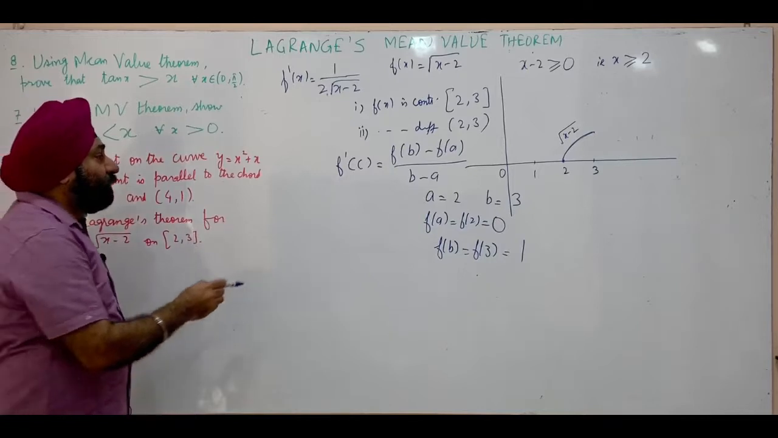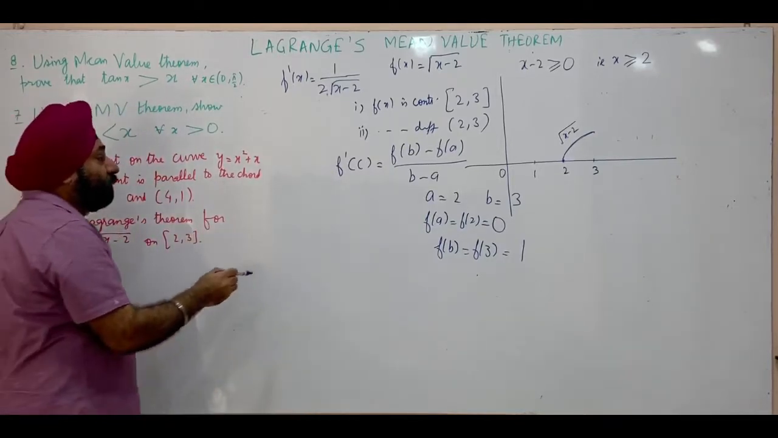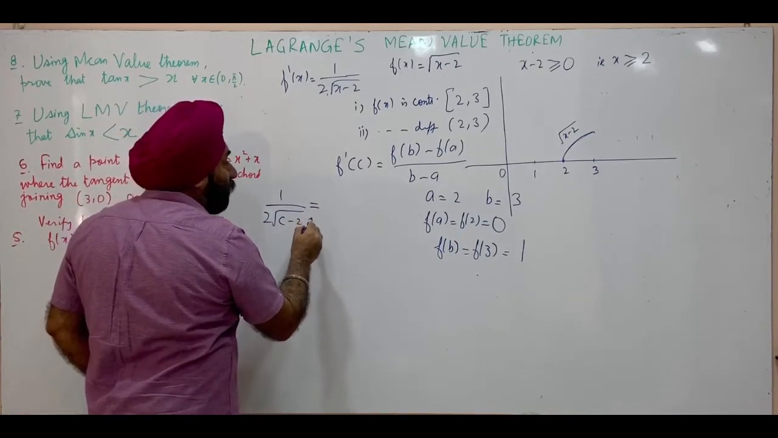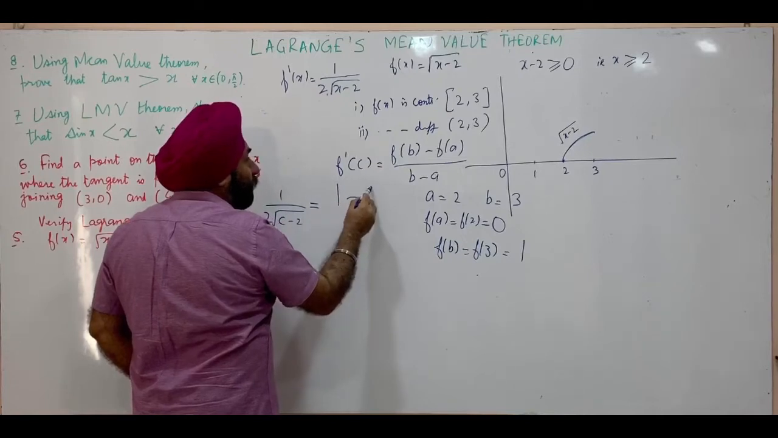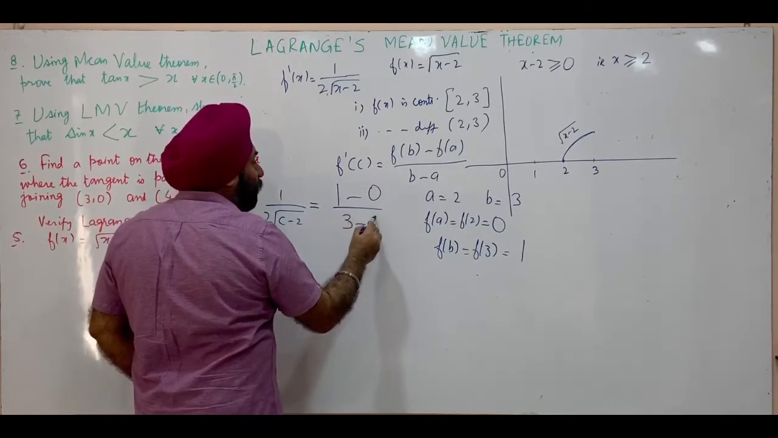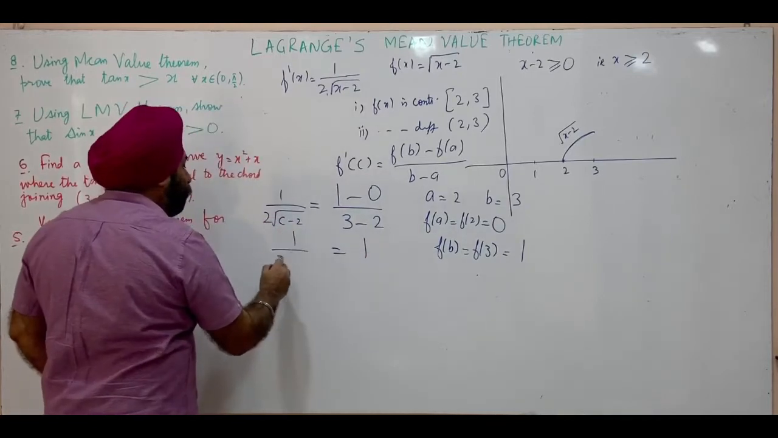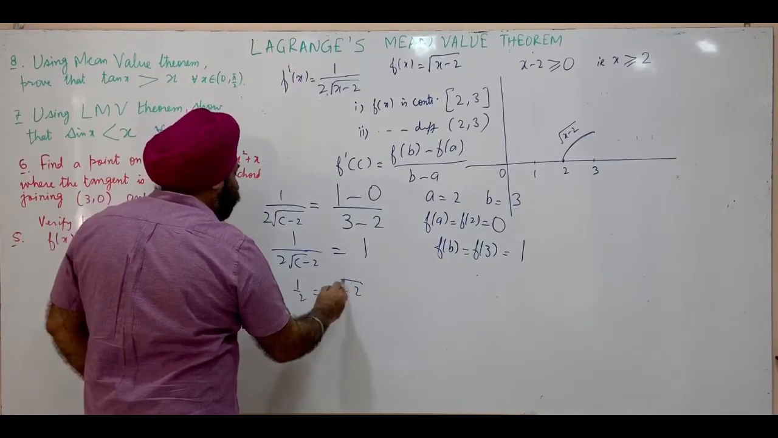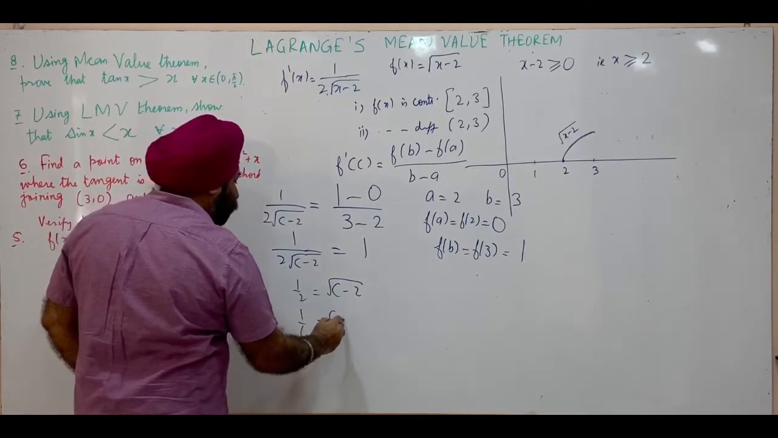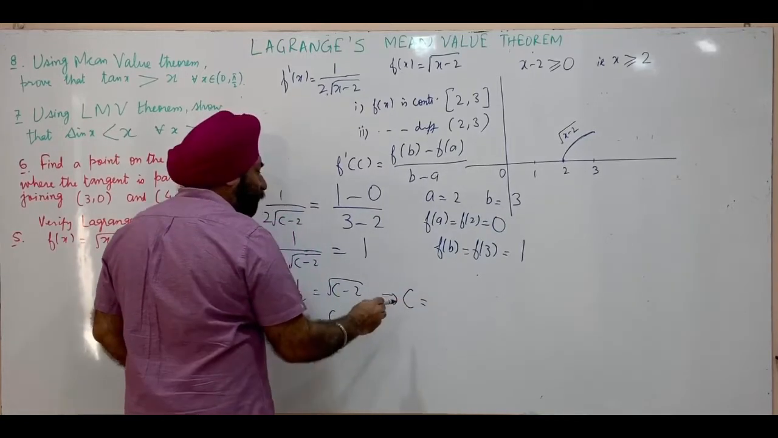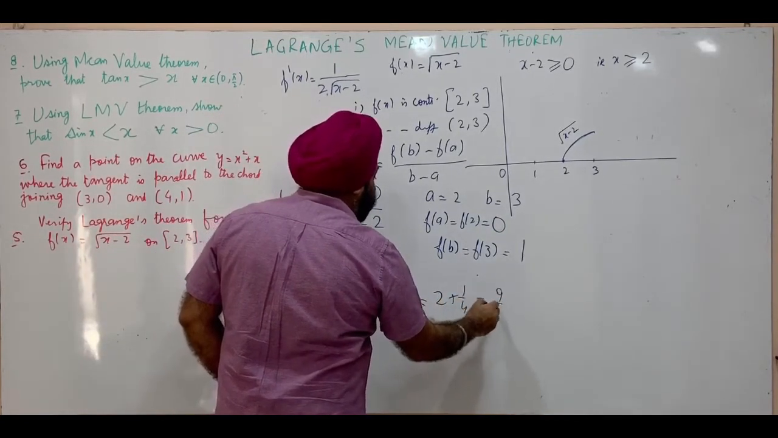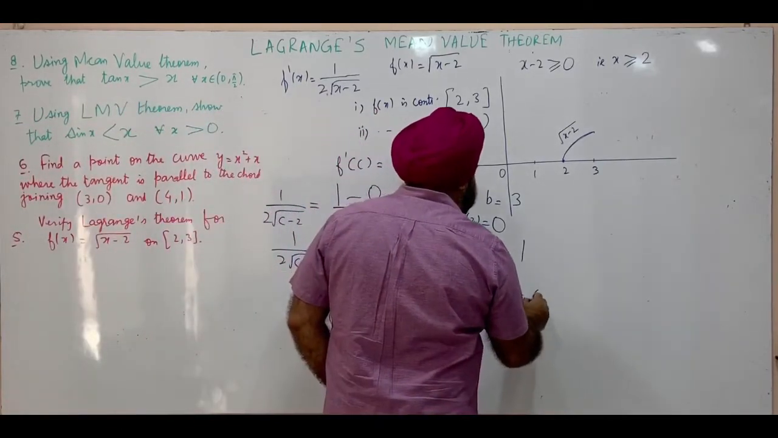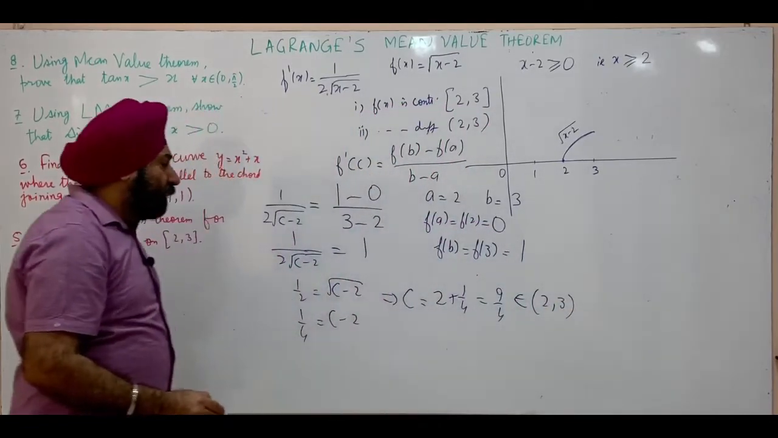Now substituting values in this result, this is the result of Lagrange's mean value theorem. We have 1 by 2 into root of c minus 2 equal to f of b, which is 1, minus f of a, upon b minus a, so this is 1. So 1 by 2 is root of c minus 2. Squaring both sides, this gives us c equals 2 plus 1 by 4, that's 9 by 4. So 9 by 4 is 2.25. This belongs to the open interval 2 to 3, and this is what we wanted to prove.